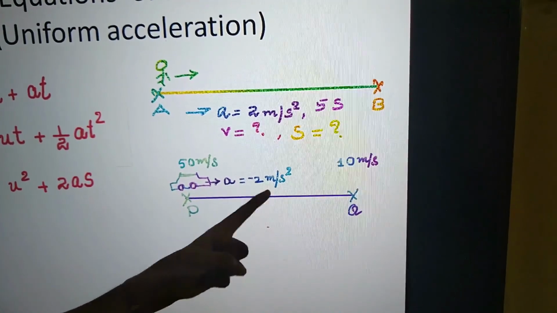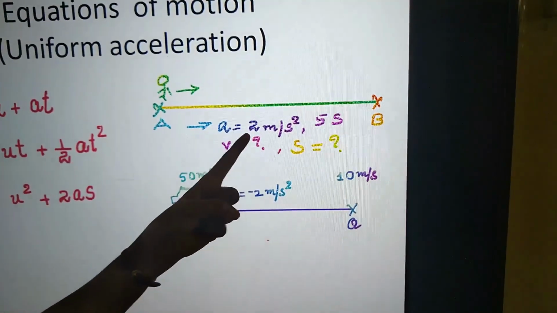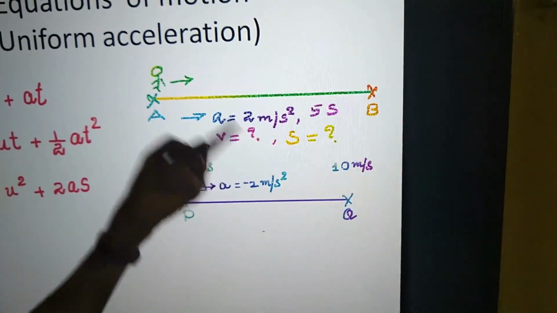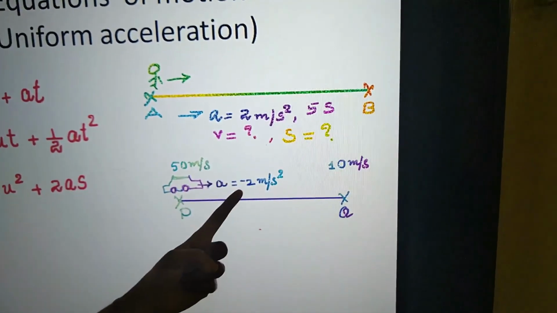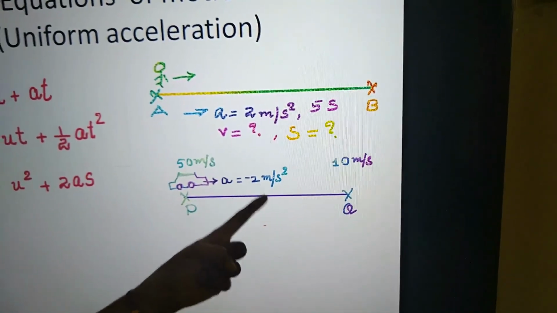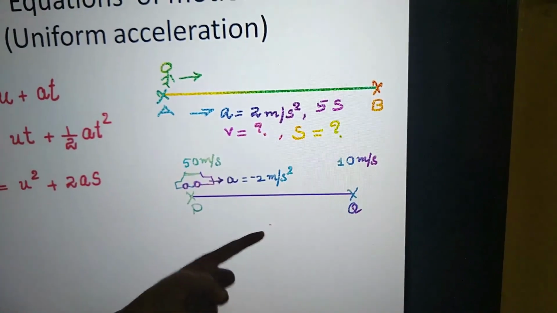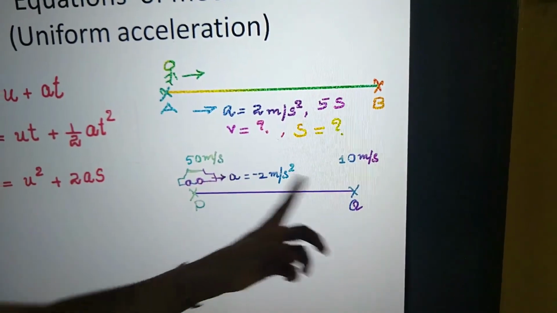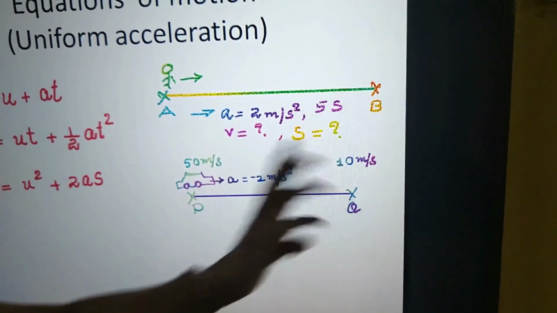What is the meaning of this minus 2? Here it is plus 2. What do you mean by plus 2? In every 1 second, velocity increases by 2 meter per second. What is the meaning of minus 2? In every 1 second, velocity decreases by 2 meter per second. And finally, when the car reaches Q, what is its velocity? 10 meter per second.